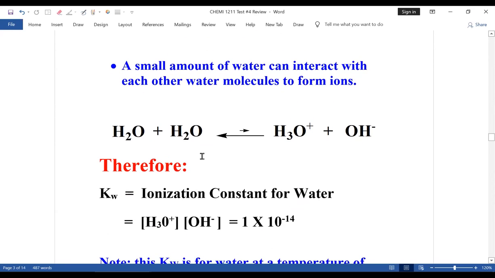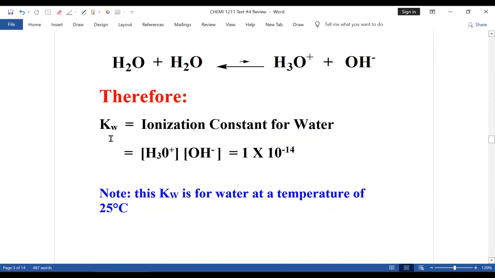Now, because water can dissociate, react with itself, I'll never ask you this reaction. There's Kw. No, it's not named after me, even though I like to think of it. Those are my initials, but Kw is the ionization constant for water. W is for water, K is always in chemistry, constant.